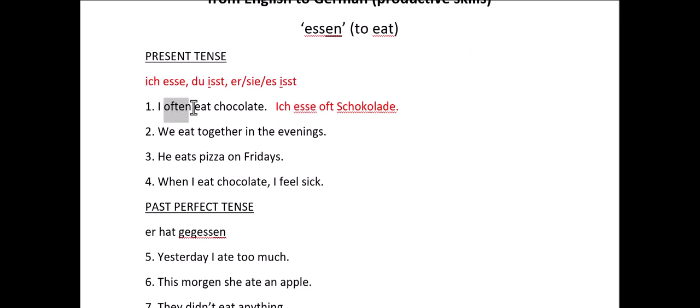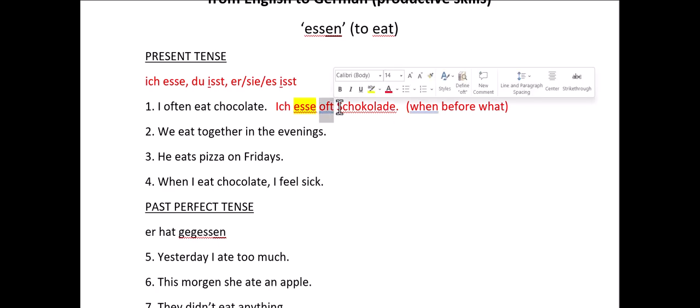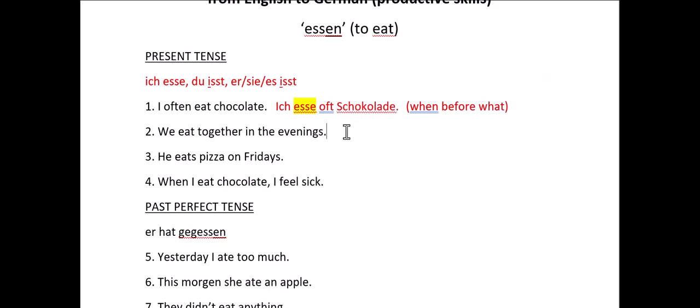So often in English, time phrases or frequency adverbs do go earlier than the verb. I often, I sometimes, I never. But in German, of course, the verb always has to go in that second position. So I'm going to highlight it there. The verb's in second. Everything else is going to come next. And in this case, we're going to put the when before the what. So German loves to put that when phrase, the when adverb before the what, the object of the verb. Number two, we eat together in the evenings.